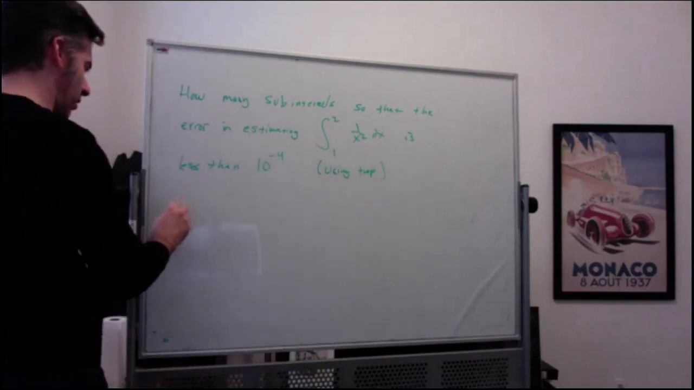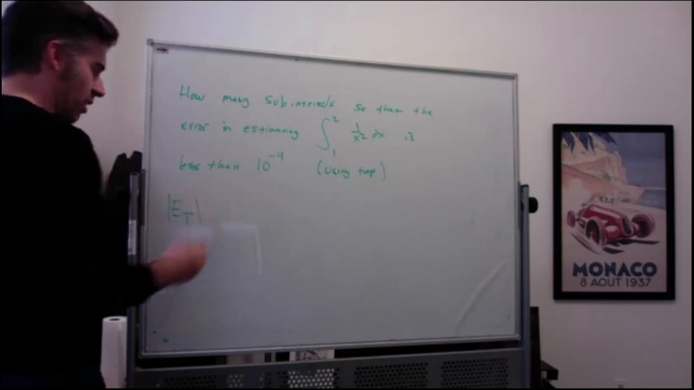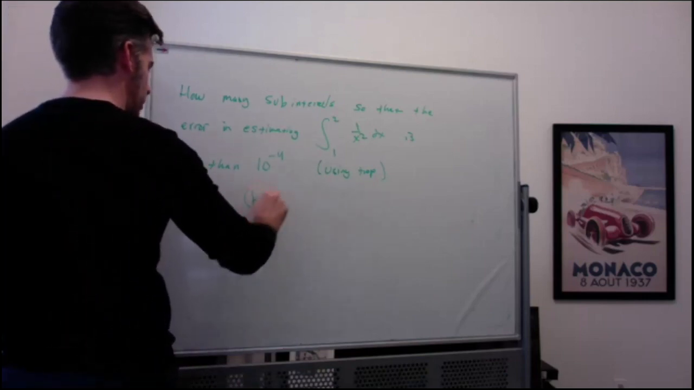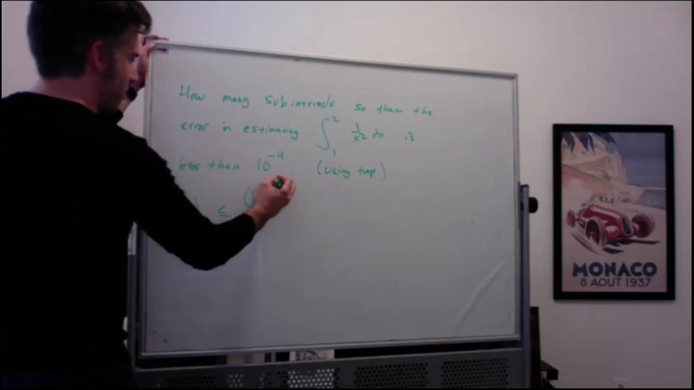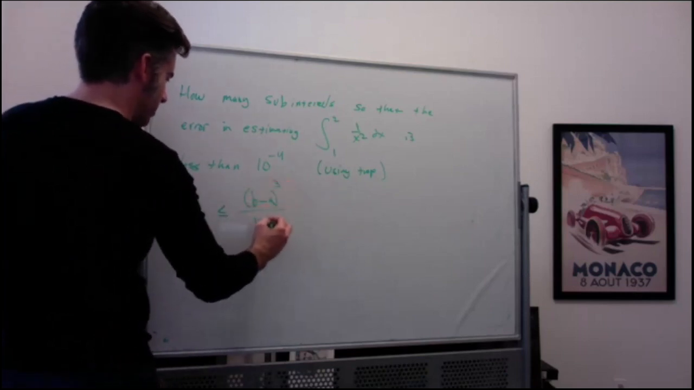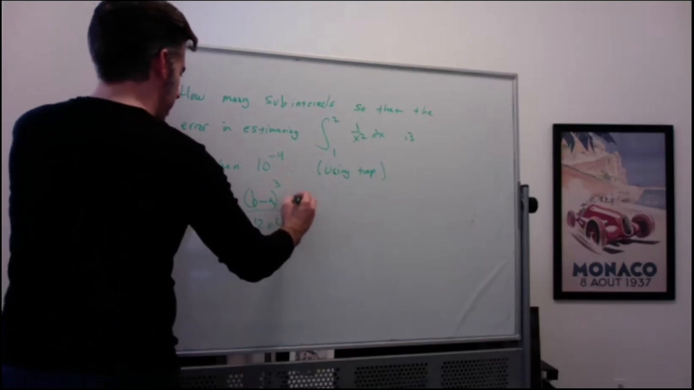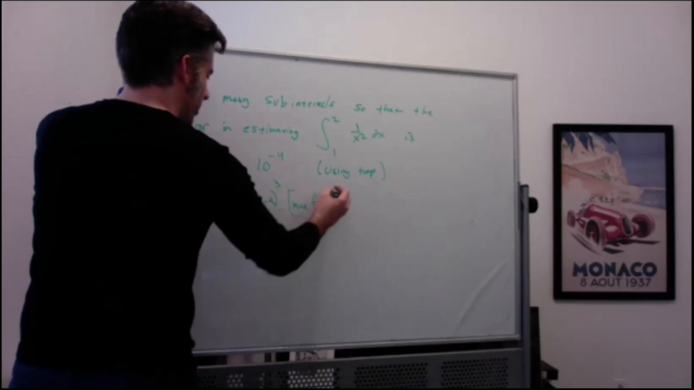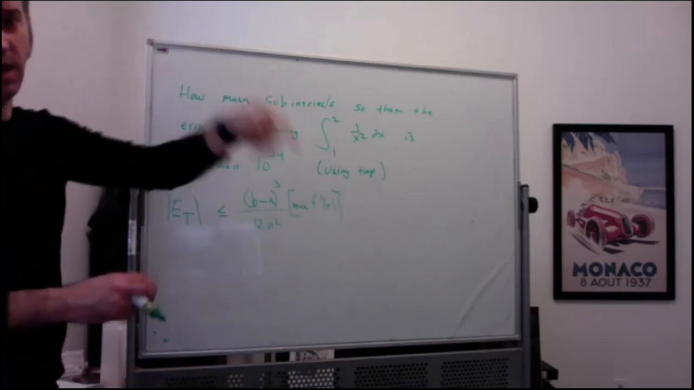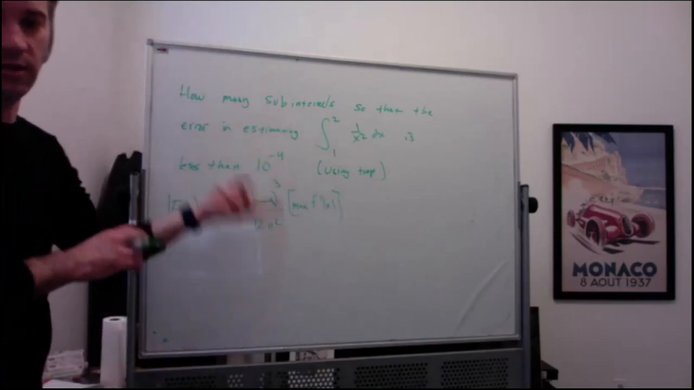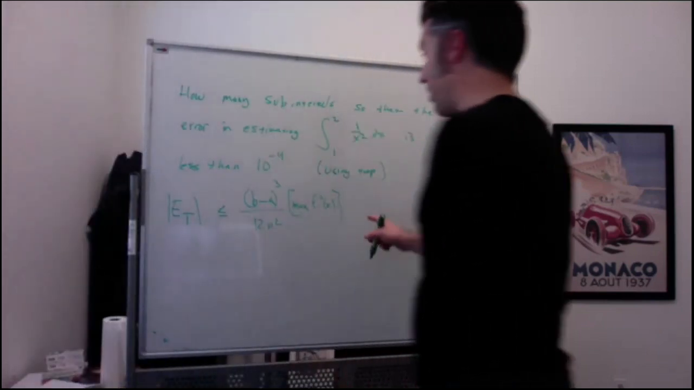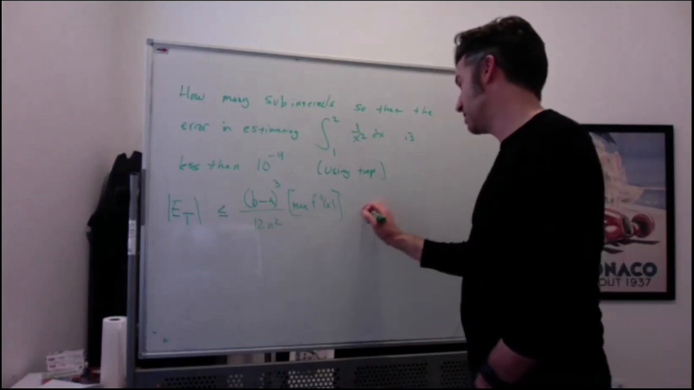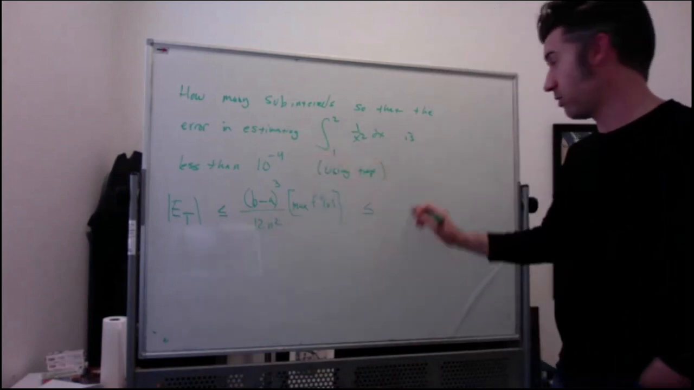So here's my error formula. The error, if I'm using the trapezoid method, is less than or equal to (b minus a) to the third over 12n squared times the maximum of f double prime. Some books call this thing K, where K is the maximum of f double prime of x on the interval. And we want the error, which is less than this, to be less than 10 to the negative fourth.